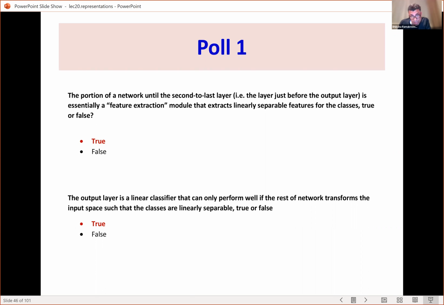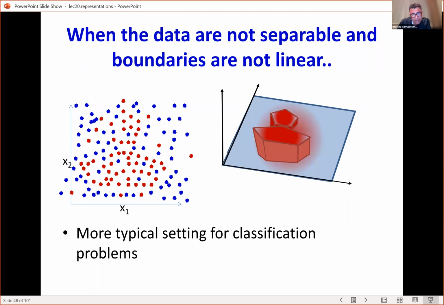The second one is not false, right? Because the output layer is a linear classifier. If the data input to it are not linearly separable, it's going to fail. So for the output layer to do a good job, the rest of the network must transform the input space such that the classes are linearly separable. That making sense? To those of you who answered false, yeah, good, right.